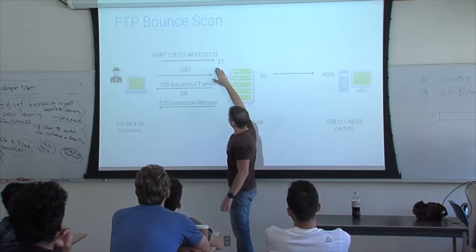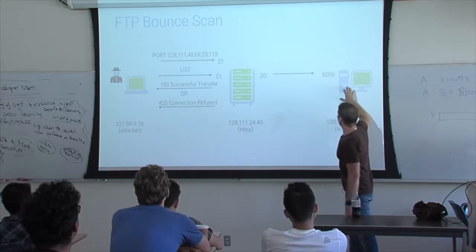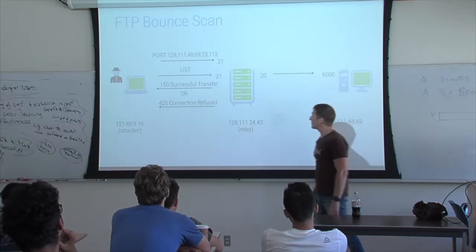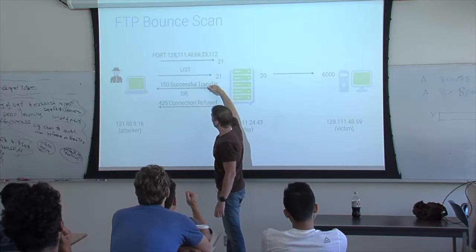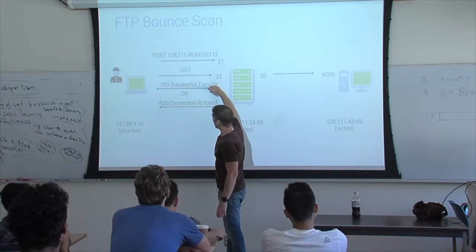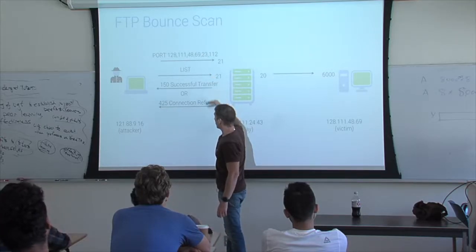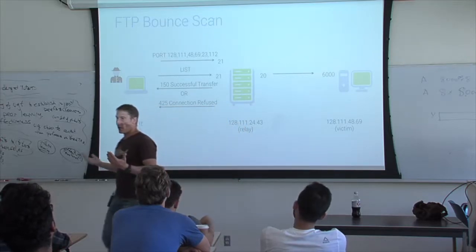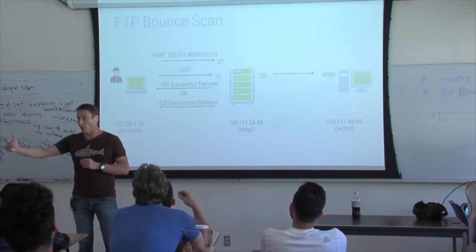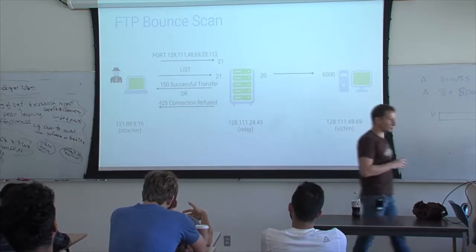You start specifying a port on the host that you want to scan, for example, port 6000, and you ask for a list. If you get something that says successful file transfer, you know that the port was open. If you get connection refused, you know that the port is closed. And so you can bounce off your port scan using the FTP server.